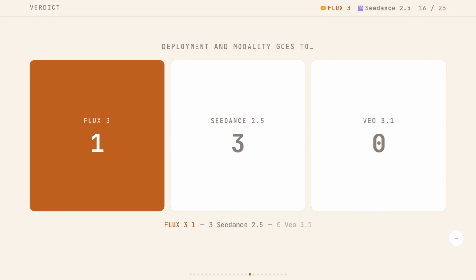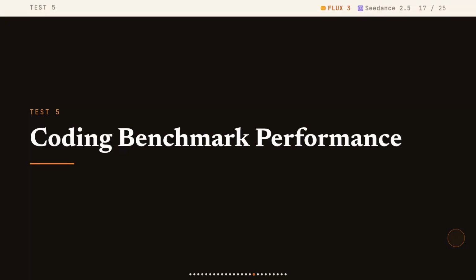Updated scoreboard: Seedance 2.5 3, FLUX 3.1, Veo 3.1 0. Test 5 is coding benchmark performance, and the viewer objection here is fair. Some people genuinely want to know if these models have been stress tested on structured output tasks or code adjacent generation, because they're building agentic pipelines where the video model is one node in a bigger system that also writes and runs code.